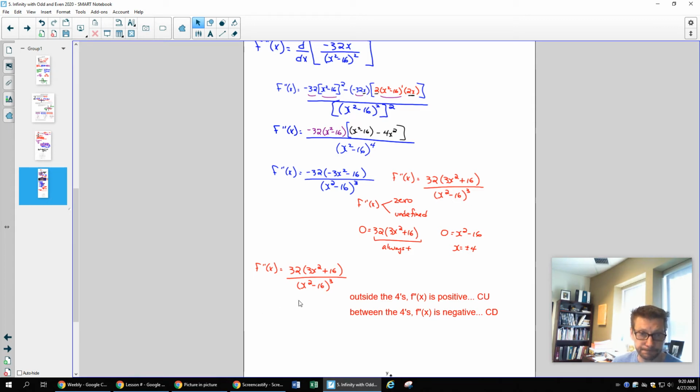Between the 4's, if you put 2 in here or 3 in here, right? 2 squared is 4 minus 16. 3 squared is 9 minus 16. That's negative between the 4's. So you're concave down between the 4's.